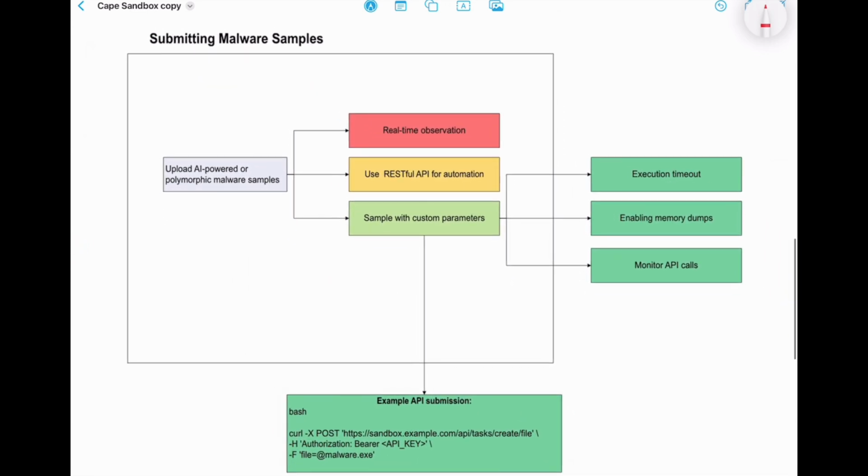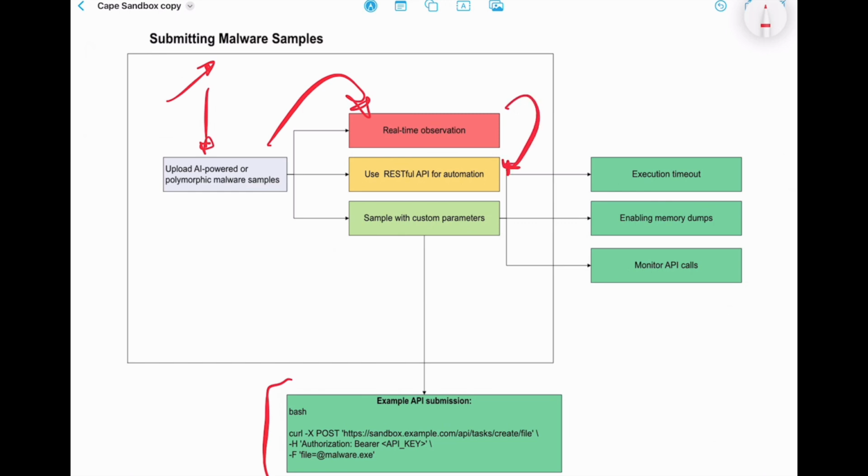Now this one is a little bit more complicated step. Here we're going to have a look at some of the code that you need to apply. You need to submit malware samples. What's the objective of submitting malware samples? Well, you need to upload AI-powered or polymorphic malware samples to the sandbox because you need to enable real-time observation of how malware executes and how it interacts with the environment.